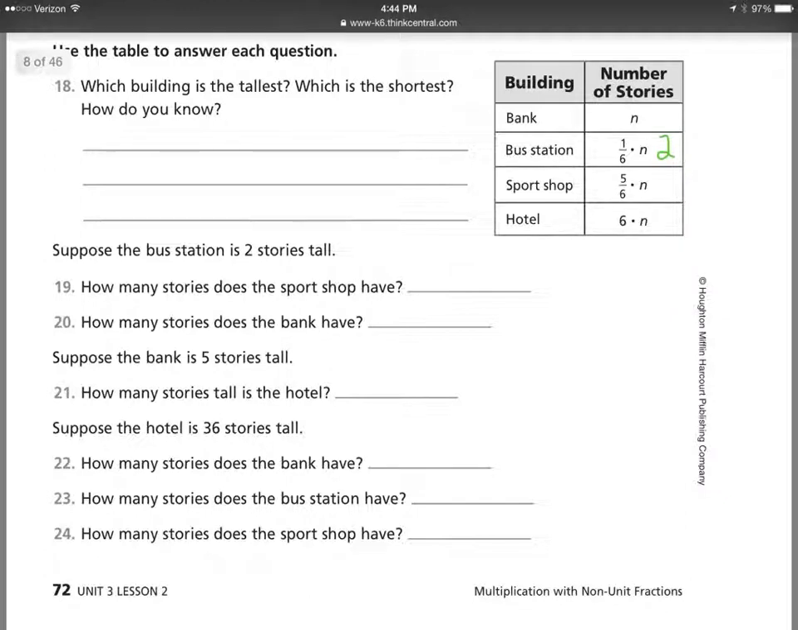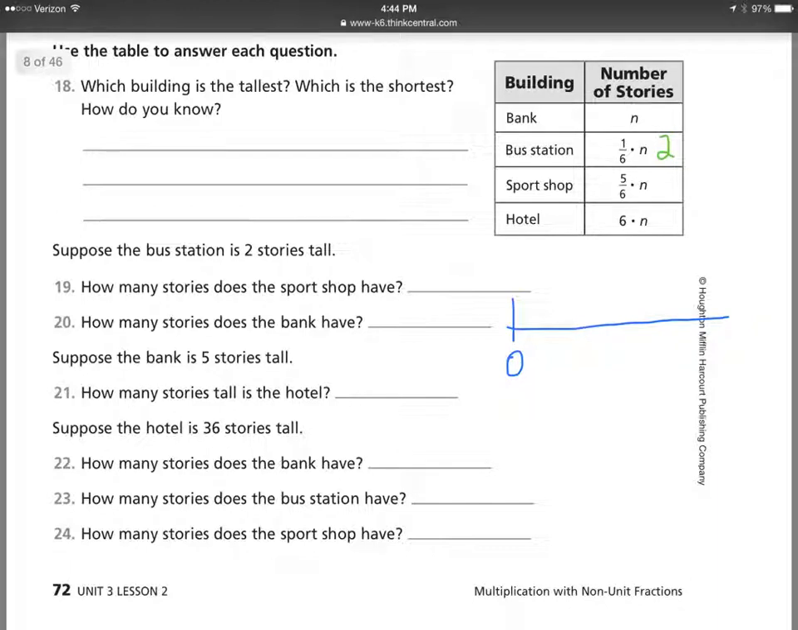And I'm going to create a number line, and I don't know how long the number line really is. I don't know what the last number on the number line is going to be, but I do know how many times I'm going to break up my number line. Let's look at our expression for the number of stories the bus station has. The expression is 1/6 of some number. And whatever that number is, 1/6 of it has to equal 2 because they told us the answer is 2 stories tall. So the bus station is 2 stories tall, and that is 1/6 of some number.